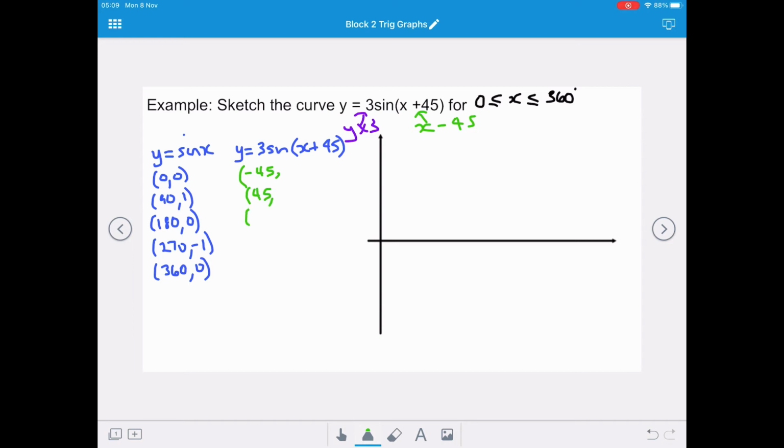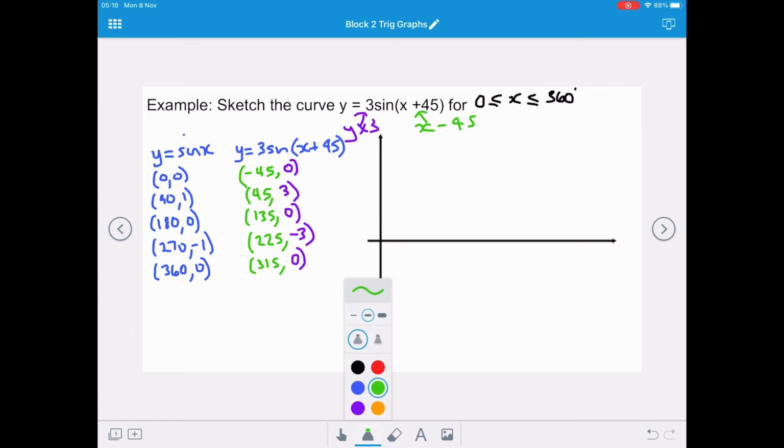Our 180, 0 is going to go to 135. 270, negative 1 is going to go to 225. And our 360 degrees is going to go to 315. So they've all shifted left by 45 degrees. Now we're going to consider the y coordinates. We're going to multiply them all by 3, so we get 0, 3, 0, negative 3, and finally 0.